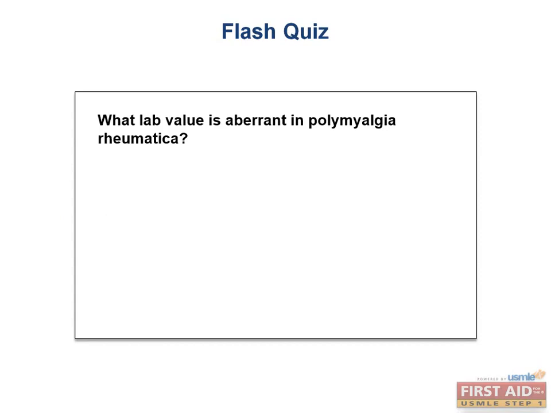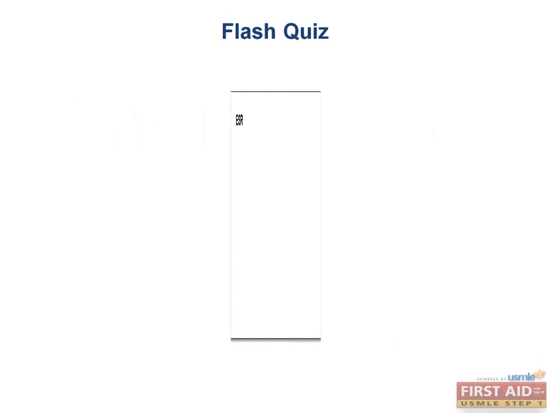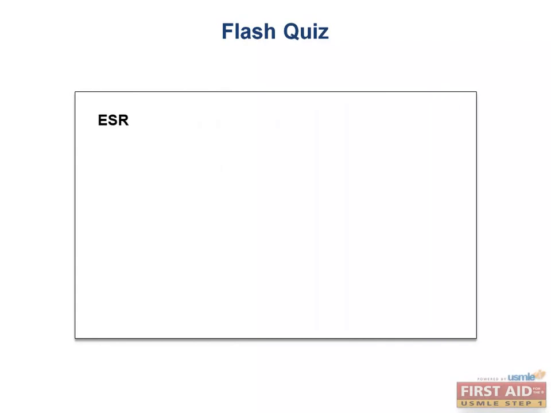What lab value is aberrant in polymyalgia rheumatica? The ESR, which is elevated.